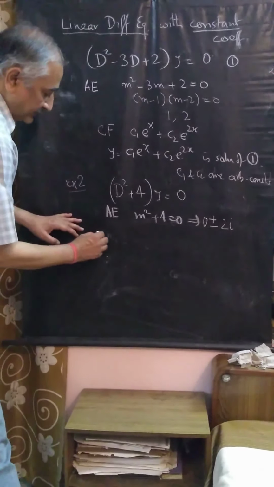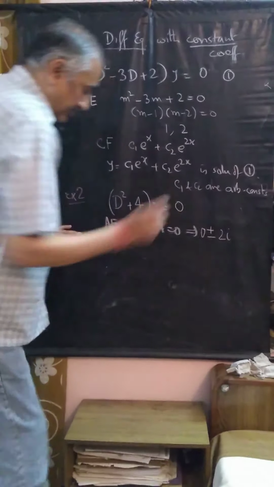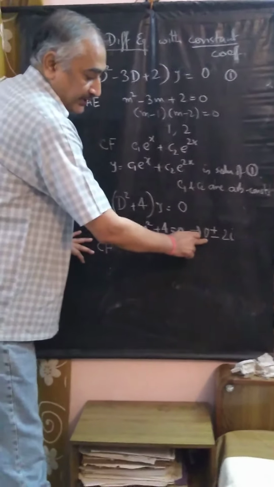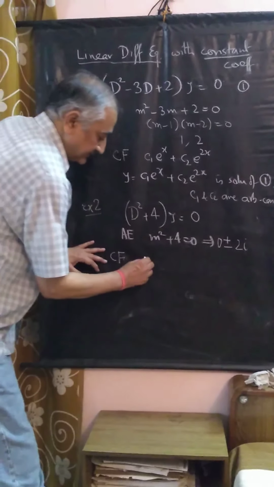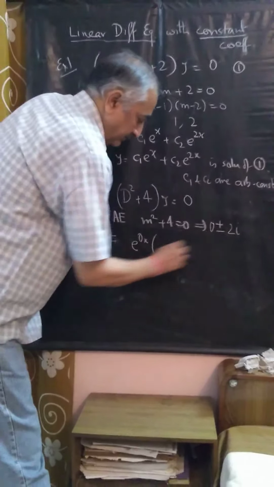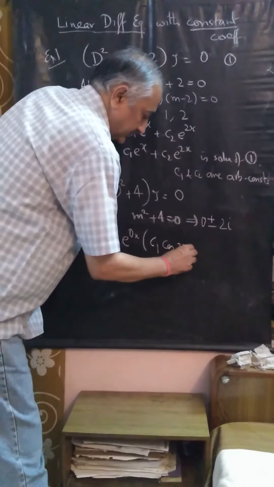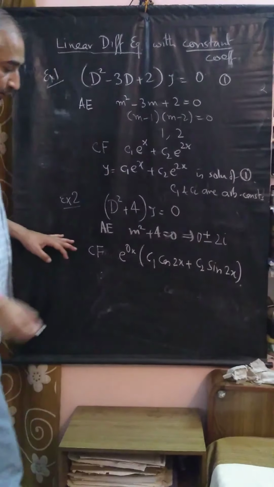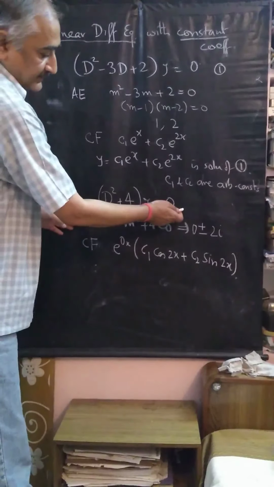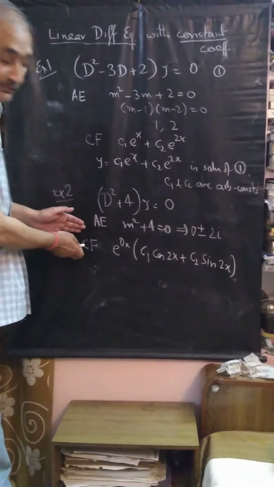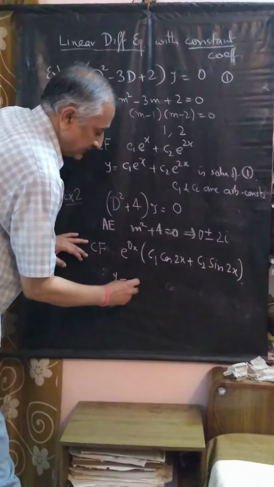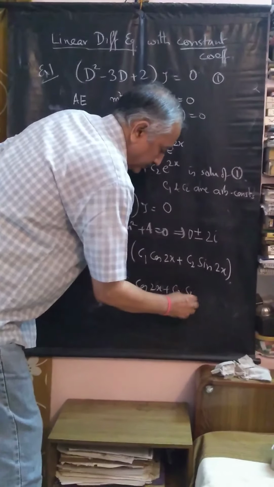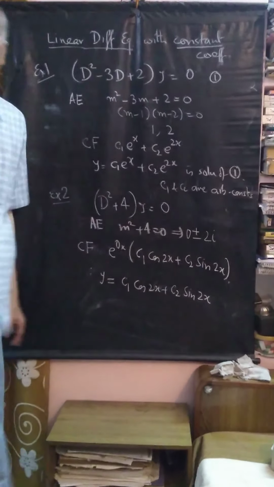So what will be the complementary function for m1 plus minus i m2? First I have to write exponential m1x, but m1 is 0. So exponential 0x is 1. Then c1 cos 2x plus c2 sin 2x. And because there is no right hand side, it is 0. Complementary function becomes the complete solution. y is c1 cos 2x plus c2 sin 2x.